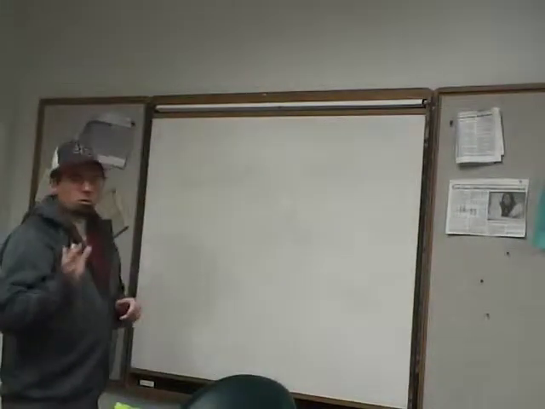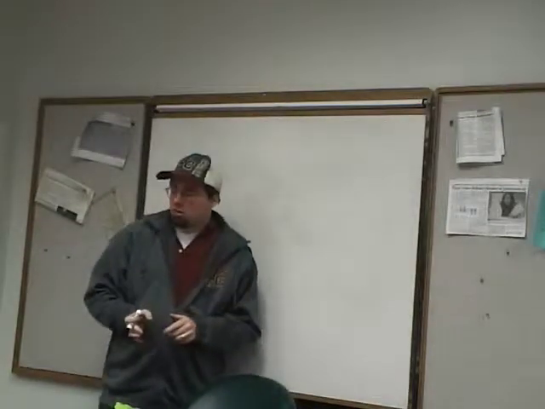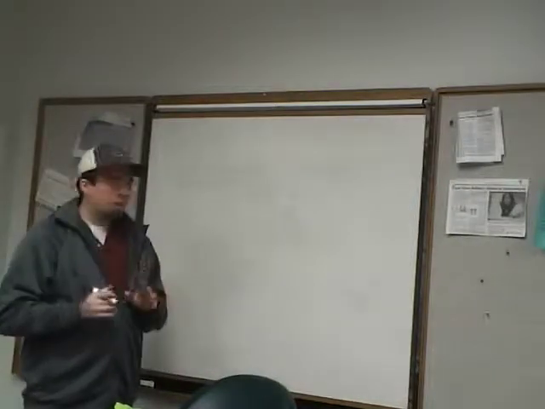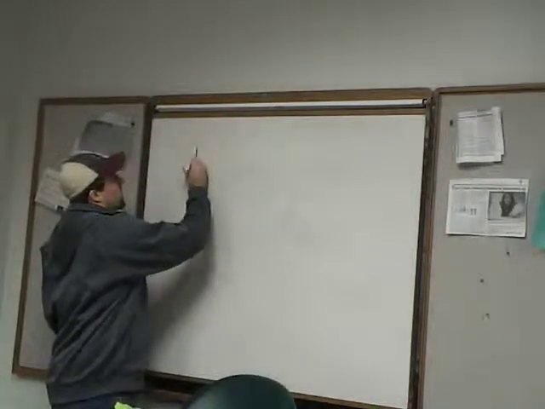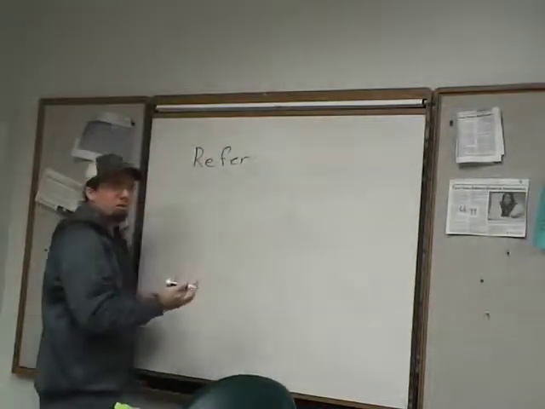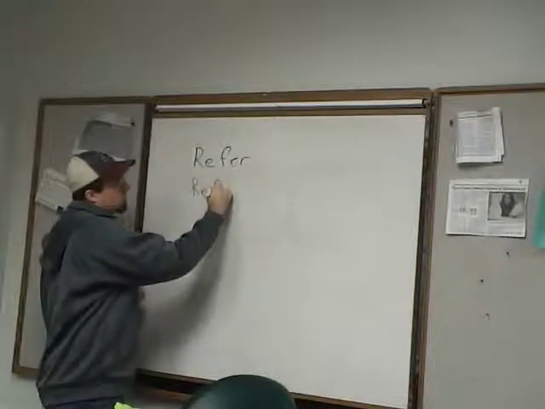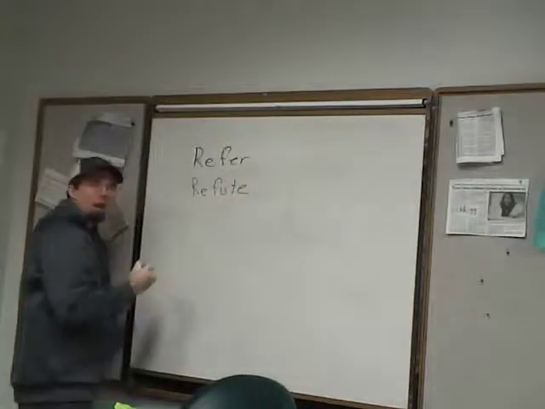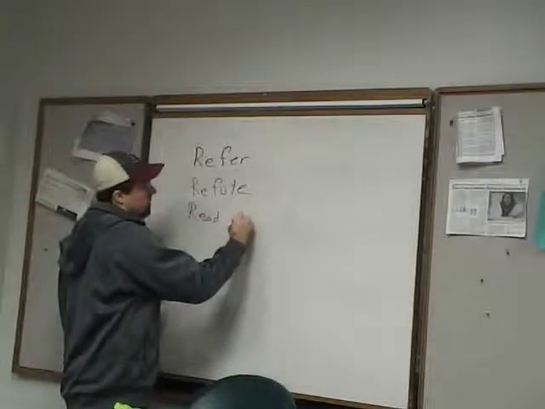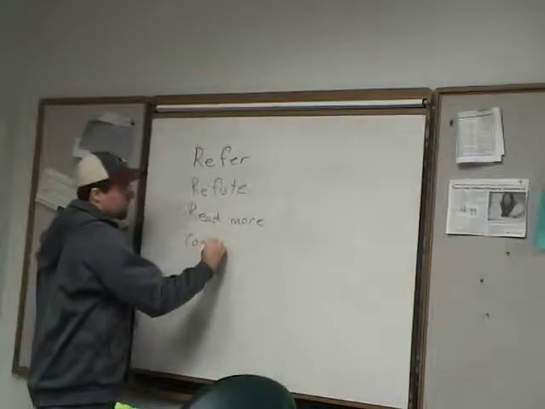Alright, we're going to talk about the 3 R's and the C today. And the first thing we have to recognize is what the 3 R's and the C stand for. First is to refer back. That's the first R. The second R is to refute. And then the last R is to read more. And then compare.